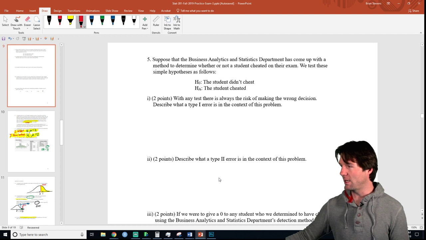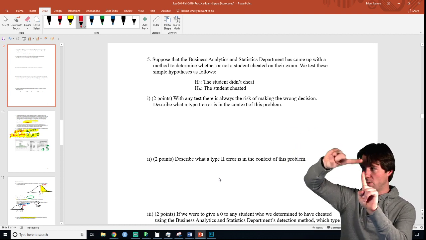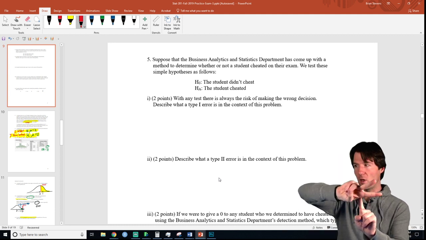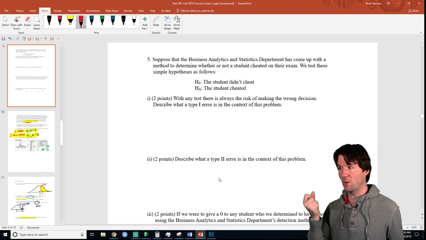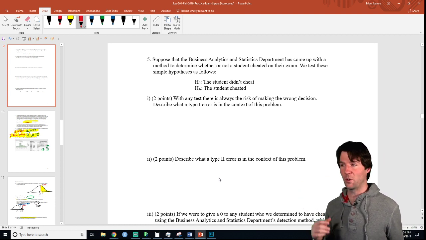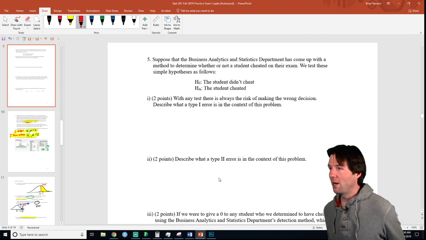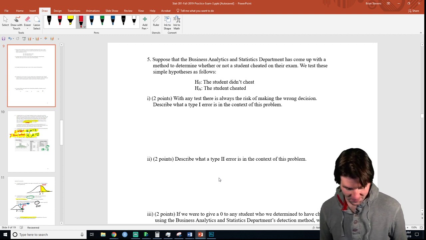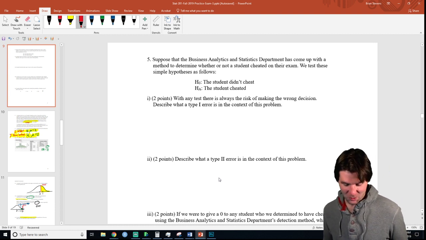Once again, in a type 1, here's your 1, the null is true and we reject it. That'd be the wrong thing to do. In a type 2, the null is false and we fail to reject it. So these are the important things we should remember. It's memorization, just put it in your head. So then we have to think here in a type 1, with any test, there is always, I'm gonna read it down here, so I don't read off these screens, I'm so blind. With any test, there's always a risk of making the wrong decision to describe a type 1 error in context.